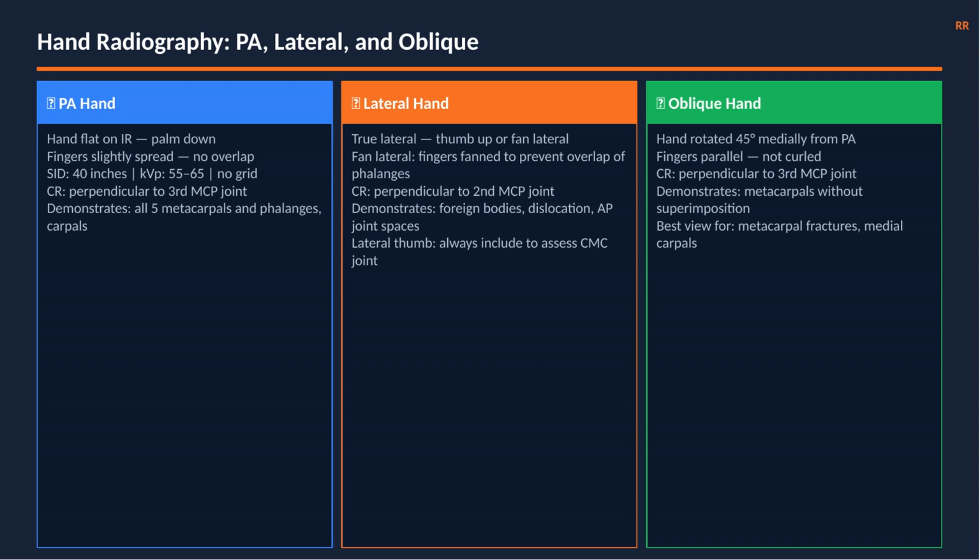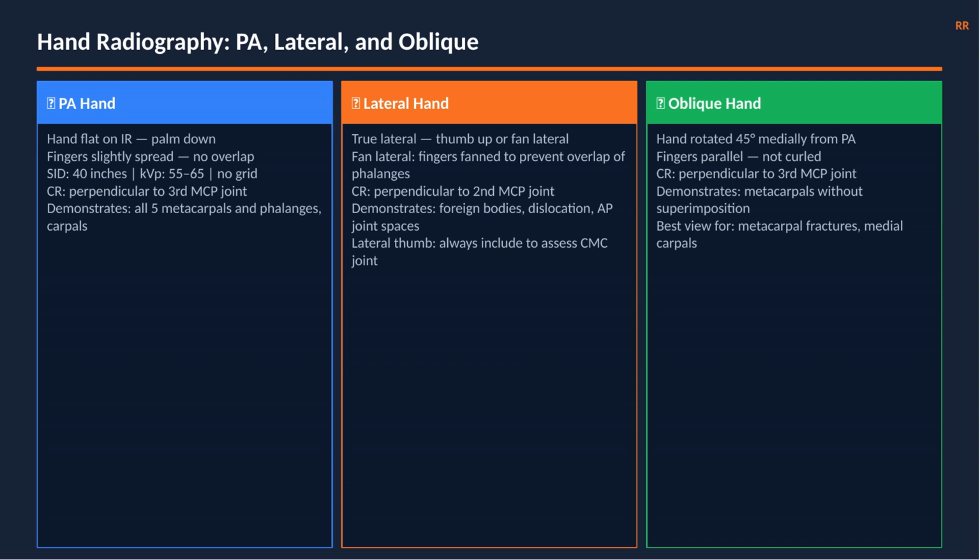Perpendicular to the third MCP joint. The third metacarpophalangeal joint, which is the knuckle at the base of the middle finger. Demonstrates all 5 metacarpals, all 14 phalanges, and the 8 carpal bones.